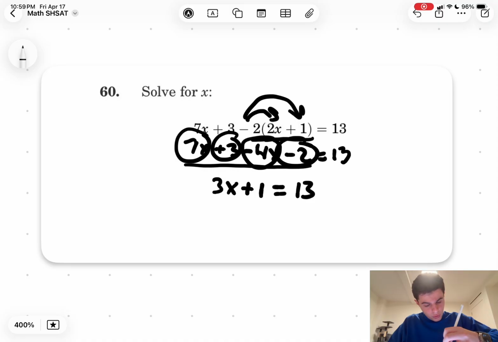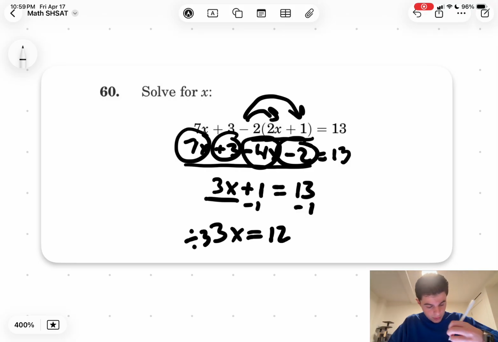Now we can subtract 1 from both sides to isolate x. That is what we are trying to do here. And we'll get more into this in future videos. So we're going to do 3x equals 12. And now we're going to divide both sides by 3 in order to isolate x, get x on its own. So we're going to get x equals 12 divided by 3, which is 4.